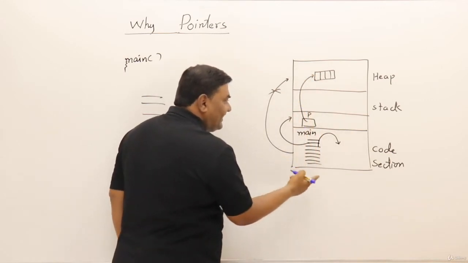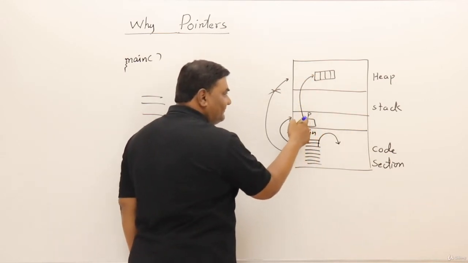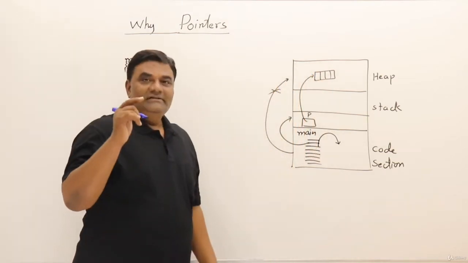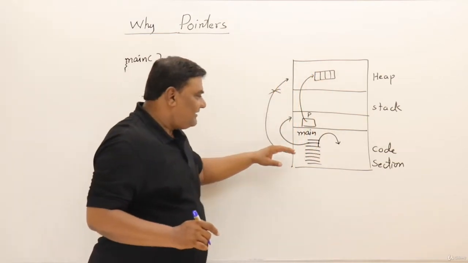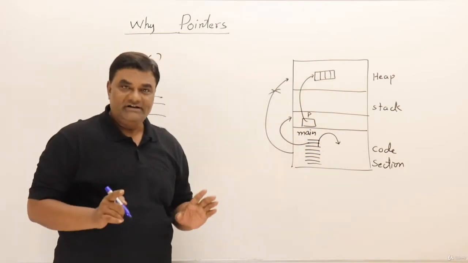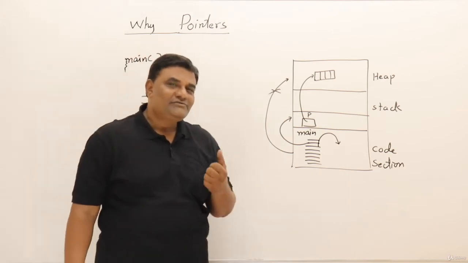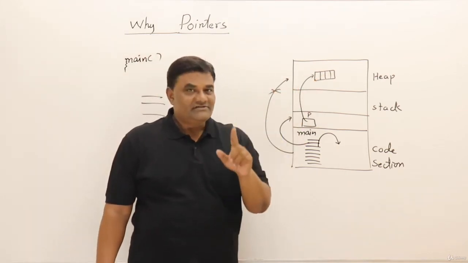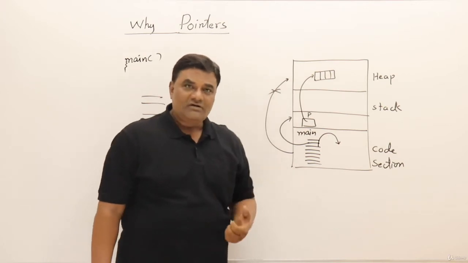So the program can access the stack. From the stack it will take a pointer and go to the address in the heap, then it will access the heap. Yes, that's it. So a program can access the heap only using pointers, indirectly. So what is the use of pointers now? It is for accessing heap memory. This is one reason. Then there are more.